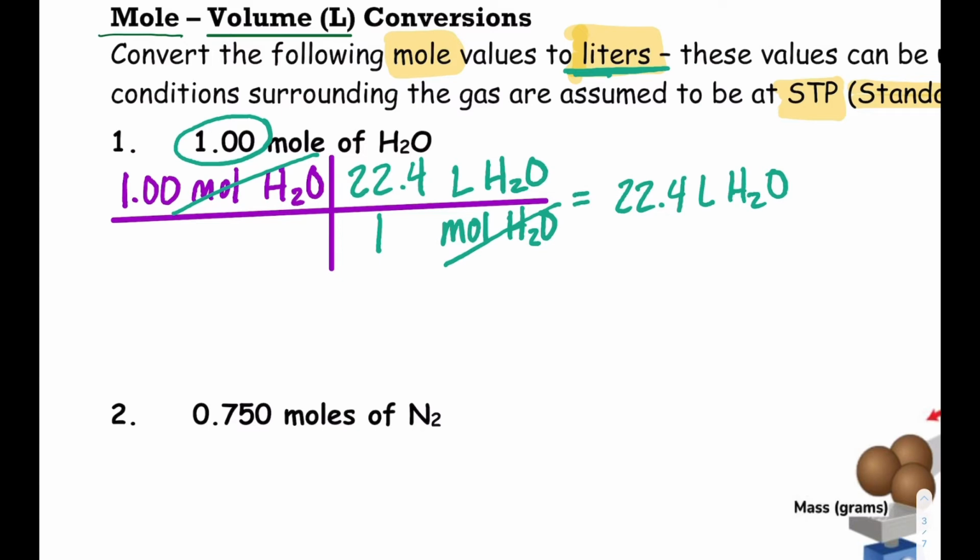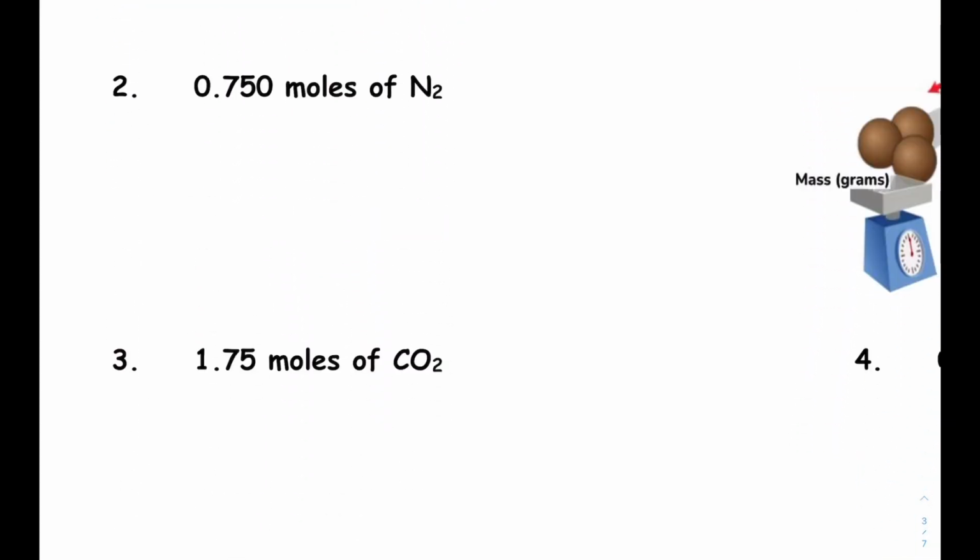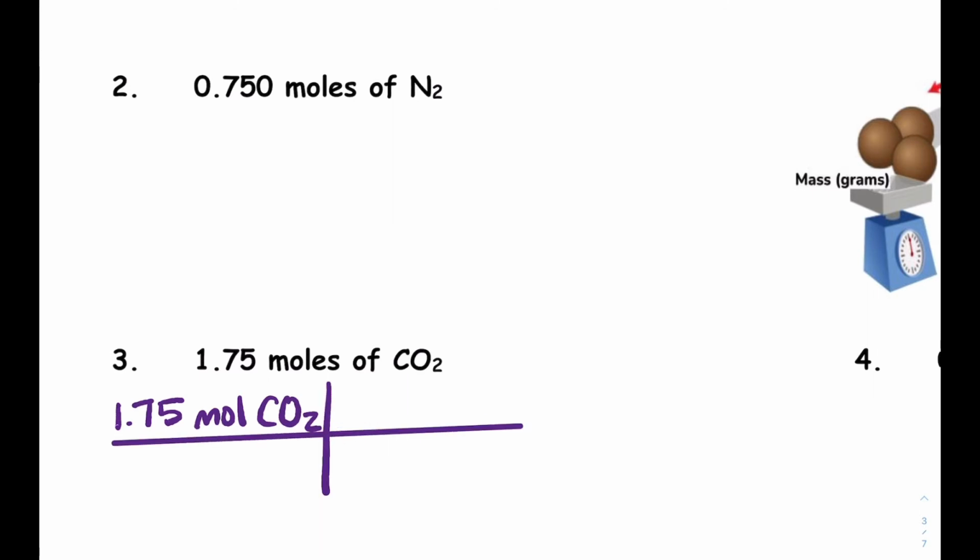Let's look at number 3 as our second example. 1.75 moles of carbon dioxide is our given value. We want to cancel out moles of carbon dioxide, so we'll put that in the denominator of our conversion factor. And since we're converting this to liters, we put liters up at the top, the numerator. Okay, the conversion factor is 1 mole equals 22.4 liters.